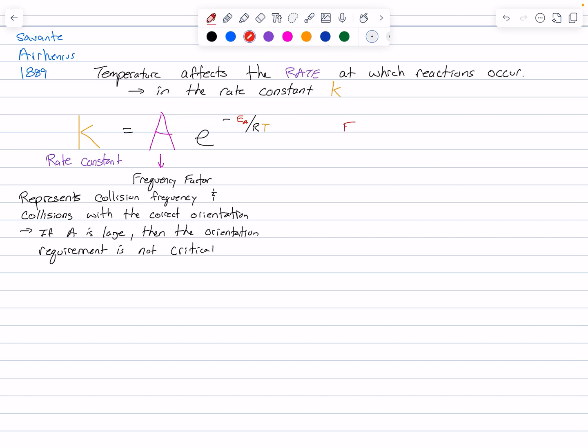Ea, activation energy, all right, and that's going to be in kilojoules per mole. R, of course, 8.3145 joules per mole Kelvin, the gas constant. And then T is our temperature in Kelvin. All right. And so let's dive into this A.